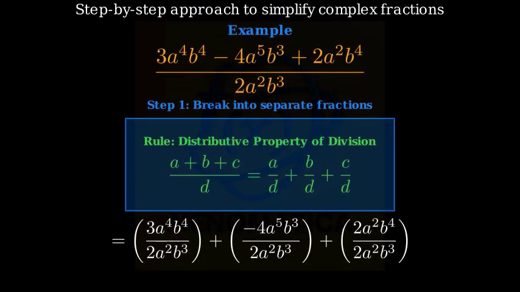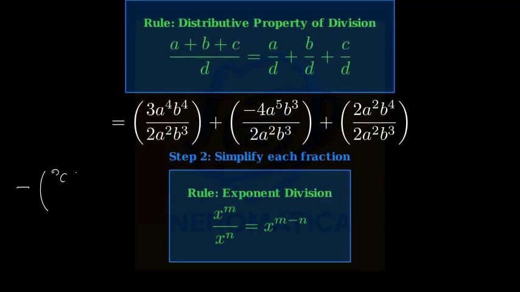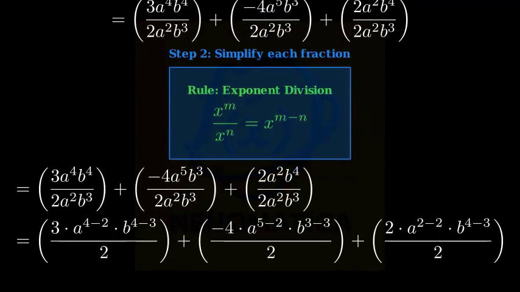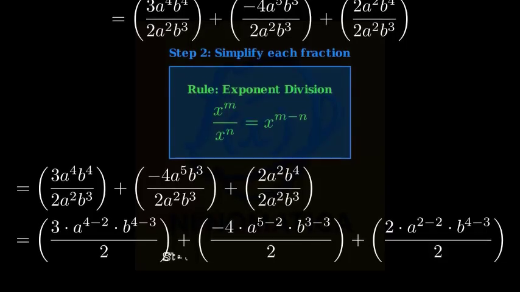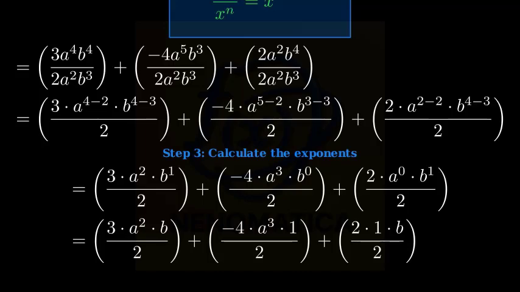Now, we'll simplify each fraction by dividing the numerator and denominator by their common factors. We'll use the exponent rules to simplify each fraction. Let's calculate these exponents. For the first fraction, a to the power of 4 minus 2 equals a squared, and b to the power of 4 minus 3 equals b. For the second fraction, a to the power of 5 minus 2 equals a cubed, and b to the power of 3 minus 3 equals b to the power of 0, which is just 1.